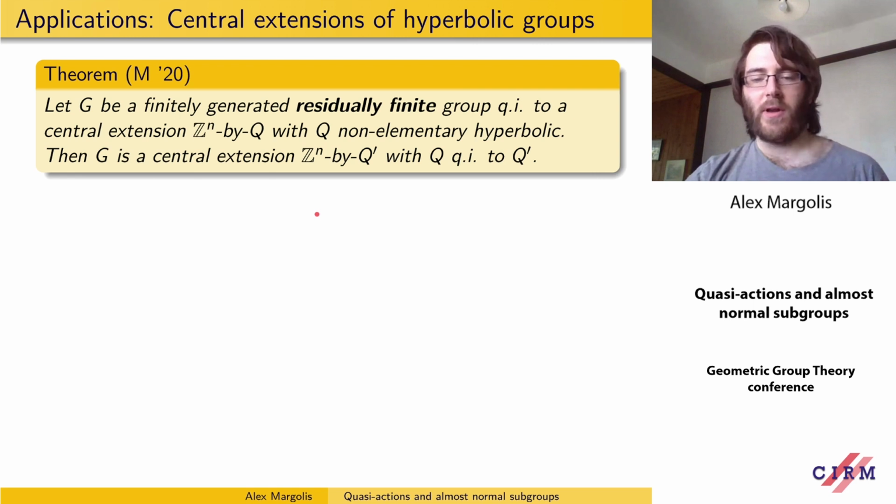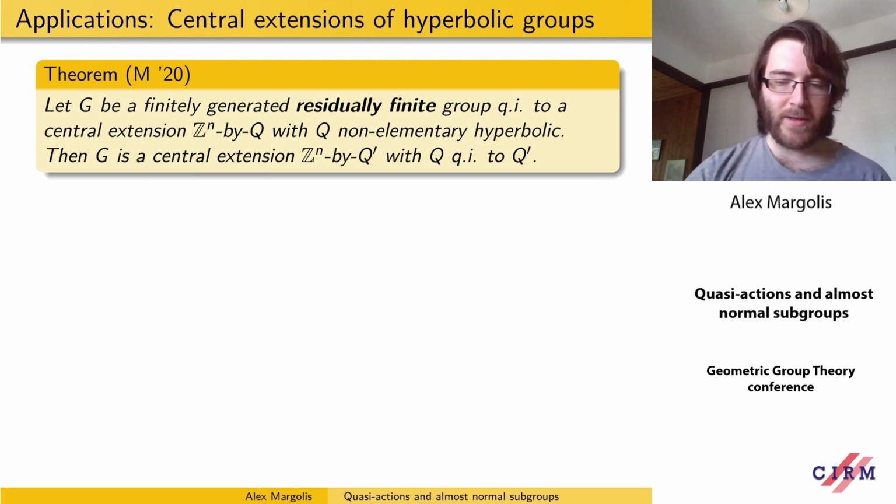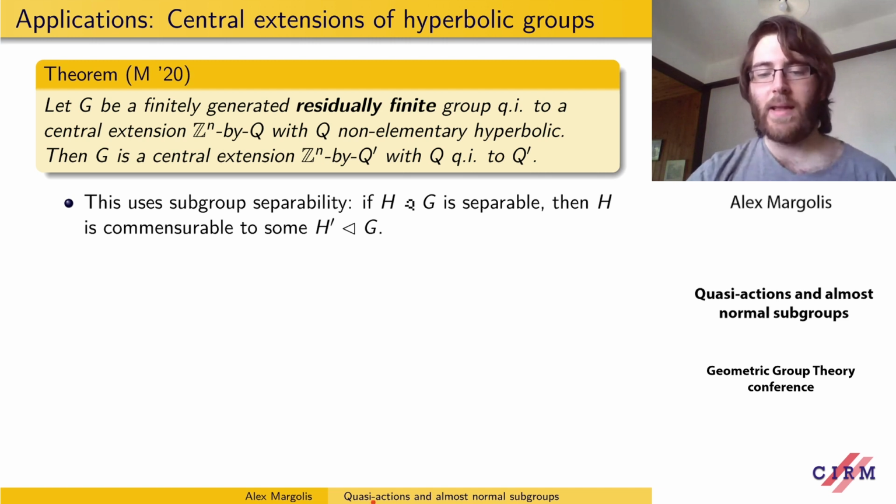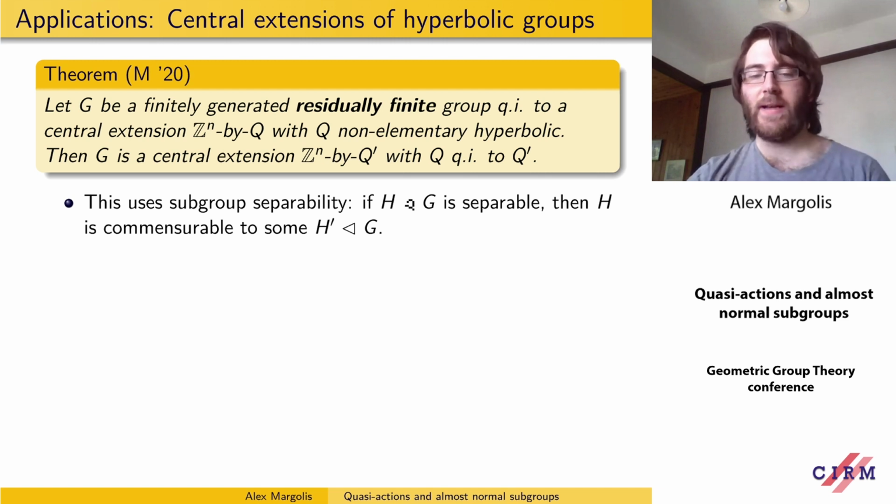And one thing that jumps out at you is that I assume residual finiteness. Do I need to? Why? What's going on here? How is it relevant? This uses subgroup separability in some way, and the observation that if we have an almost normal subgroup which is separable, then that's a sufficient condition for the group to be commensurable to a normal subgroup. And that's what you want to do to prove this.